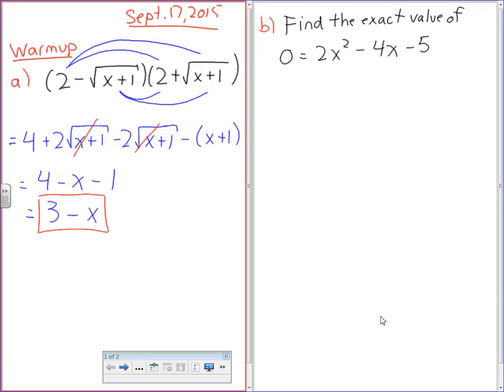Okay, on the right-hand side, this is a skill you should have mastered in grade 10, okay? It says find the exact value. Can someone think back to last year and tell me what the exact value means?